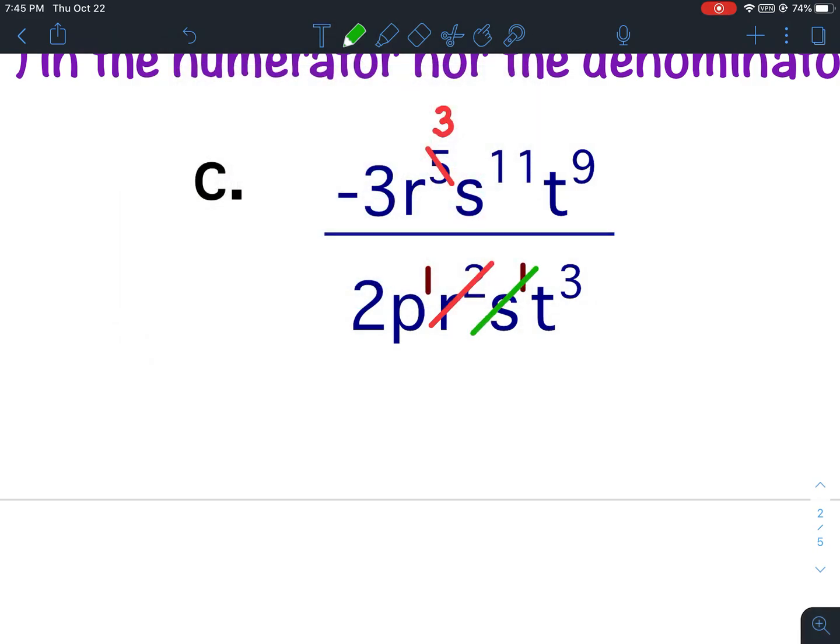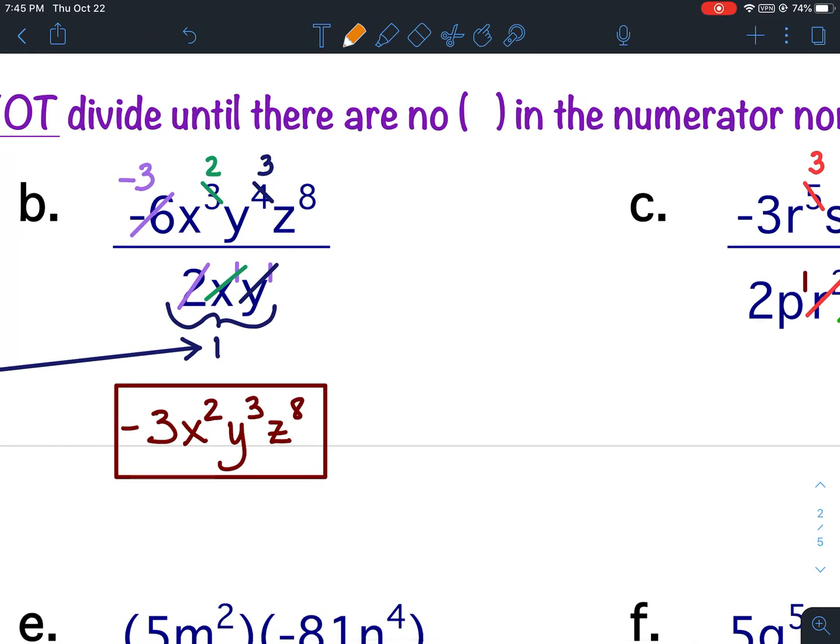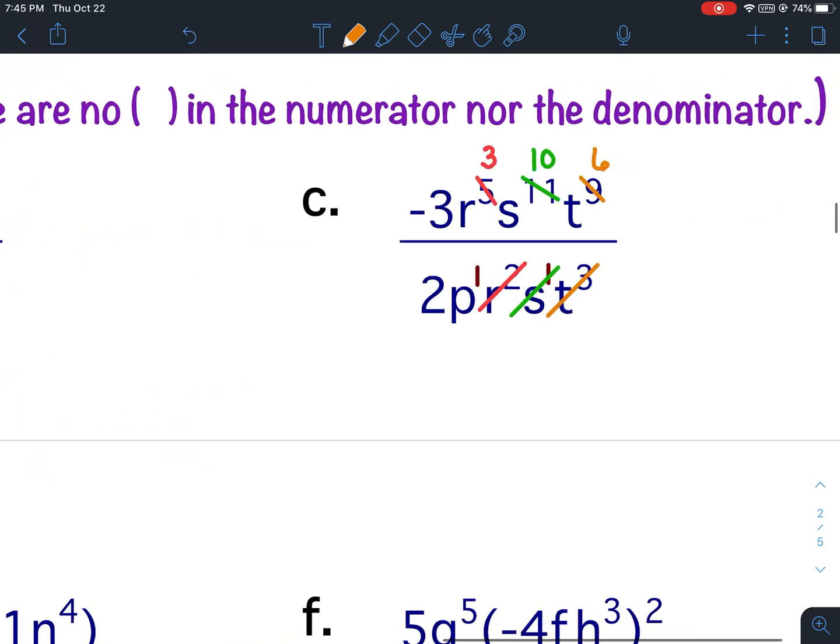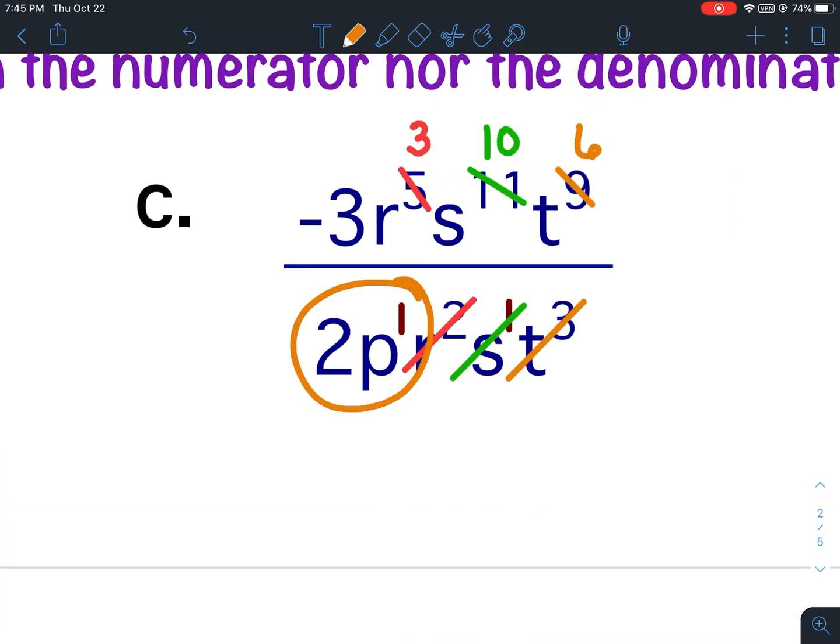S to the first, the 1 has the smaller exponent. 11 minus 1 is 10. T to the third has the smaller exponent. And 9 minus 3 is 6. So whatever is in the numerator stays in the numerator. Whatever's in the denominator stays in the denominator. The first two problems we did, there was only a 1 left in the denominator, so I didn't need to worry about it. But for problem C, I have this 2p to the first left in the denominator, and I need to keep it there.